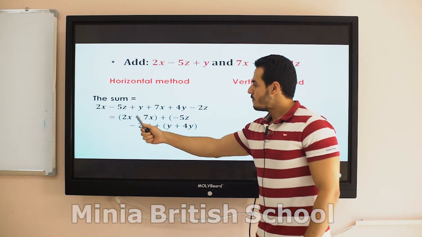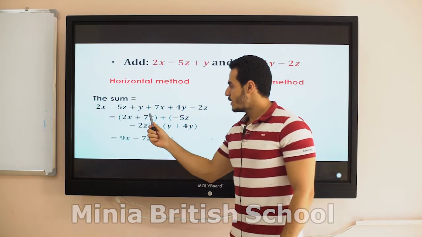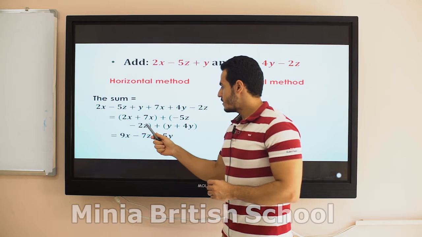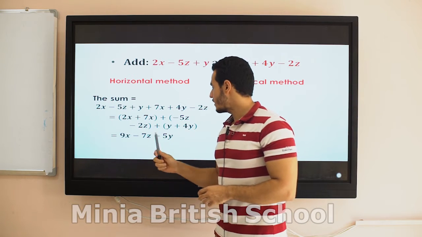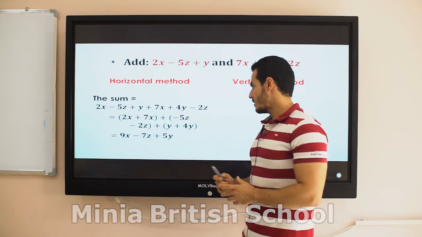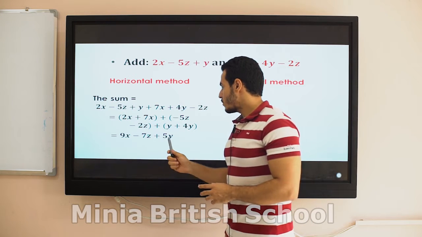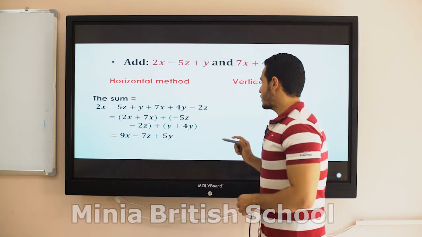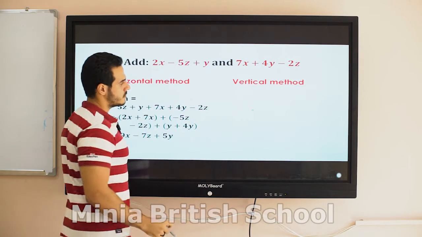Okay? Find the result of the first bracket: 2x plus 7x equals 9x. Negative 5z minus 2z equals negative 7z. Y plus 4y equals 5y. This is the horizontal method. Let's take the vertical method.